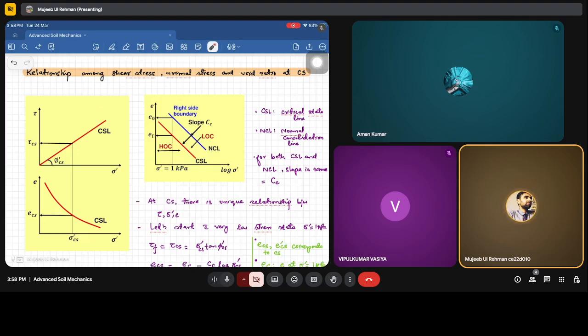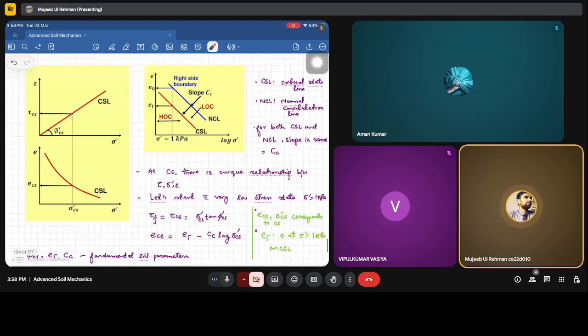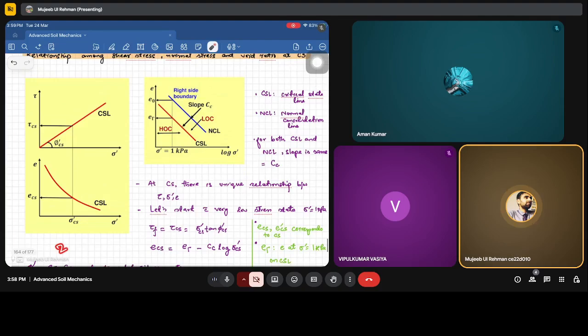Now the thing is, we want to develop a relationship between these three parameters: tau, sigma dash, and e. For example, if we take a stress corresponding to a very low stress state, let's assume 1 kPa; 0 we can't take because it's a log plot. So at that state, tau_f is equal to tau_cs, given by sigma dash cs tan phi dash cs. Fine, this is correct: tau is equal to sigma tan phi dash.